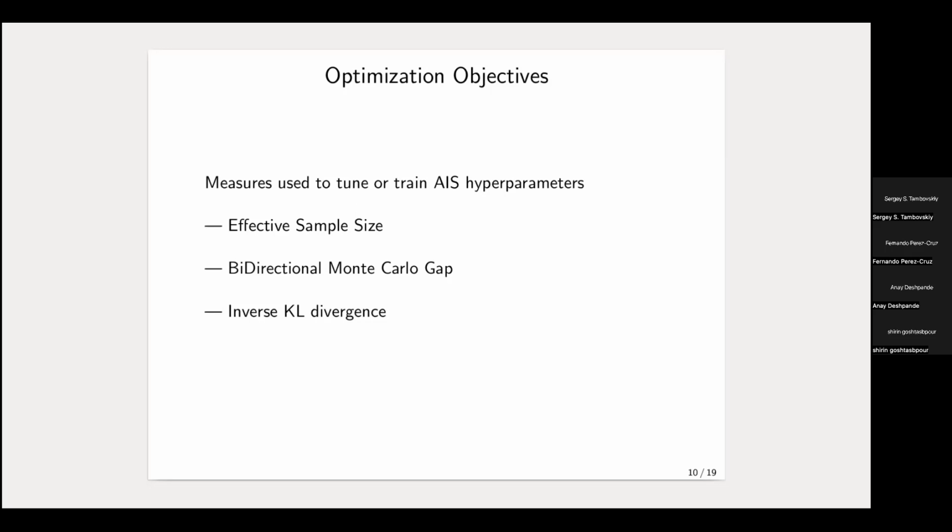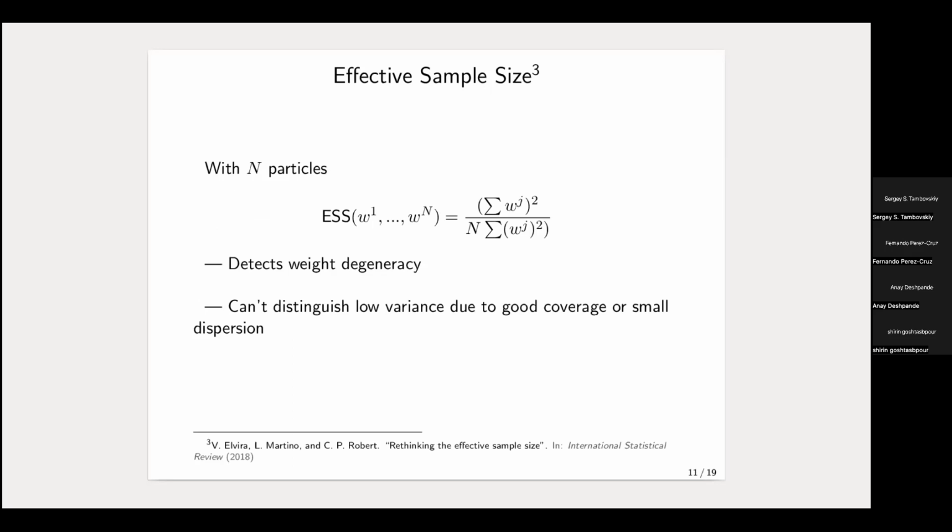For the optimization objective, we have considered all the measures that are used in the literature for tuning or training AIS parameters. I'm going to talk about each one of them separately. Effective sample size is asymptotically supposed to give the ratio between the variance of the estimation using the sampling process that we are using and the variance of the estimation when the samples are coming from the target distribution, and it is able to detect weight degeneracy. The weight degeneracy problem happens in sequential sampling algorithms when most of the particles have weights close to 0 and they don't contribute to the estimation that we are doing. Only a few particles are actually active in the estimation.